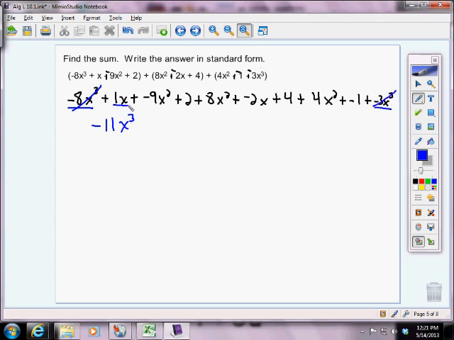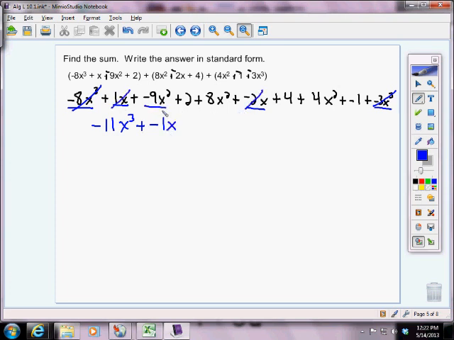Okay, so now let's look here. We have a negative 1x, I'm sorry, positive 1x. Like terms, negative 2x, and I think that's it. So if I have 1x plus a negative 2x, that's a negative 1x.